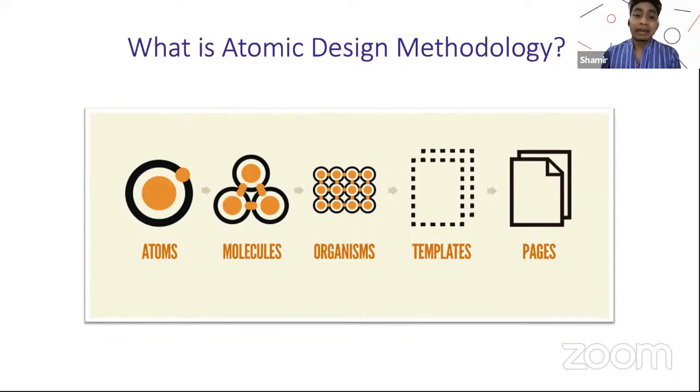Then we have templates. Templates are a collection of organisms and molecules put together. So we have the header combining these elements. Then we might have a slider with images and text, and then we might have some cards. For example, assume it's a travel portal. You might have a card that gives the image, the price, a book now button, all that stuff. That card can be considered an organism. So putting all this together, we can create a template, right?